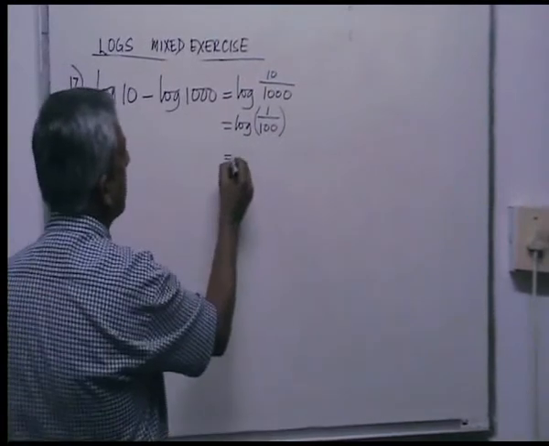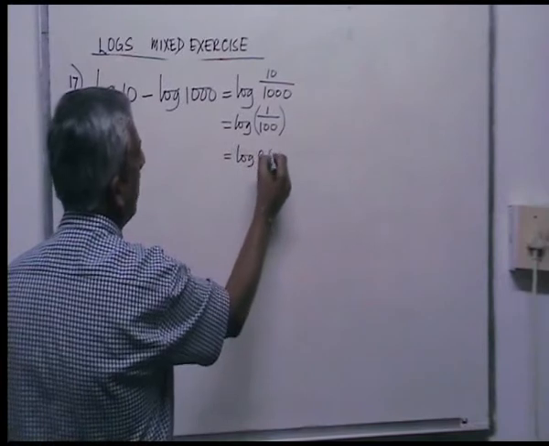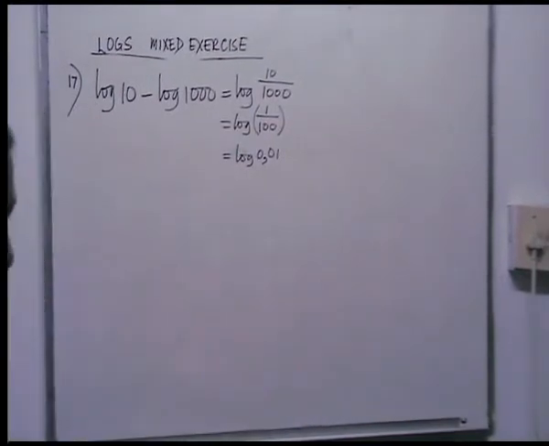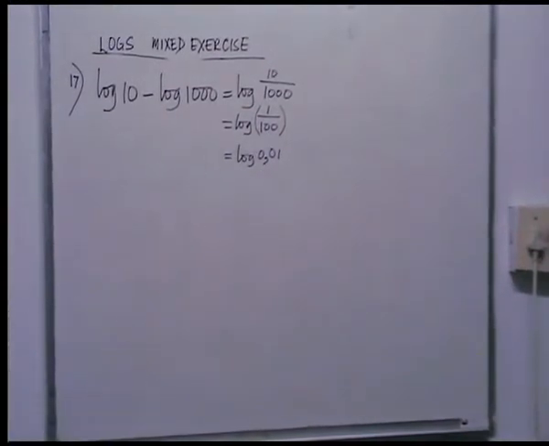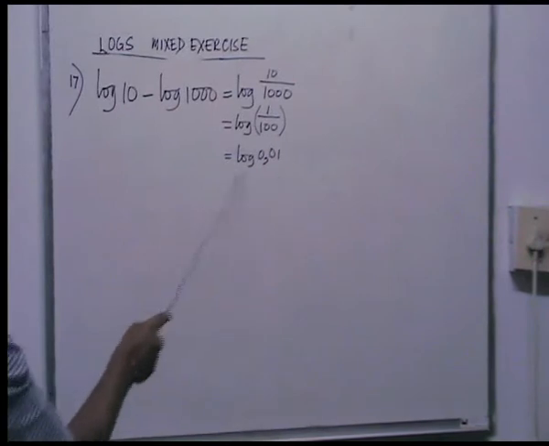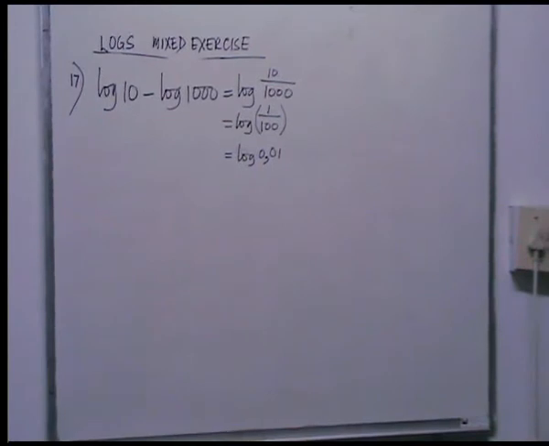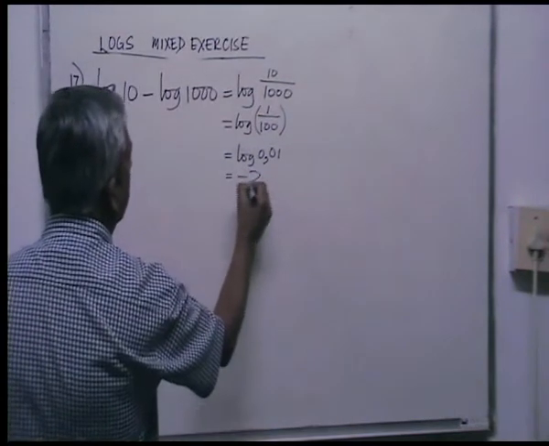Or if you want, you can simplify it. That becomes log of 0.01. If you simplify that part, it becomes 0.01. And then you find that log in the calculator. When you take your calculator and put in the log of 0.01, you get the answer minus 2. So that's minus 2.